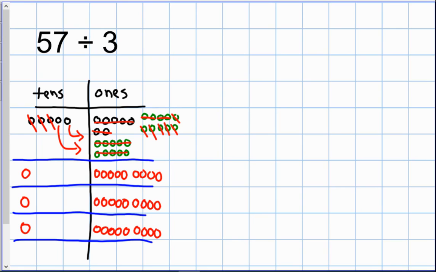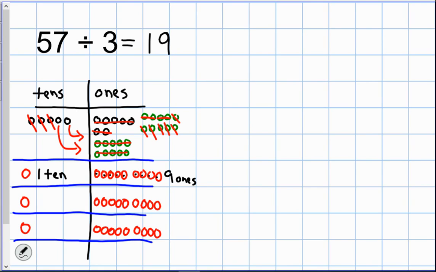Now I would go back and I noticed I have 10 in one of these groups, and I have 1, 2, 3, 4, 5, 6, 7, 8, 9 ones over here in this place value. So 57 divided by 3 is 1 ten and 9 ones, but we would write 19. And this is how we've been learning how to divide in class. Well, this way works, but it does get pretty tedious. And we want to transition students to the standard algorithm way, which is the way that most people have learned how to divide.